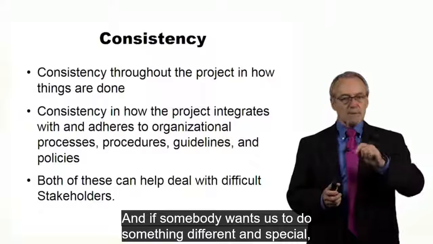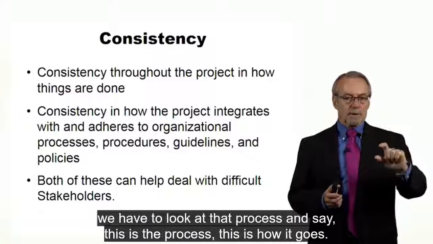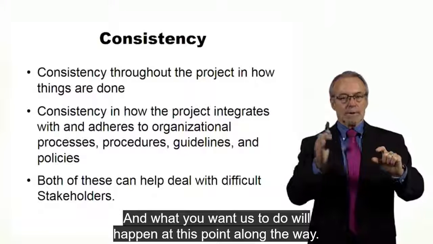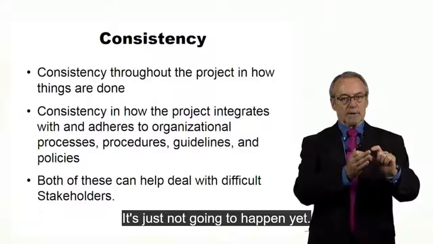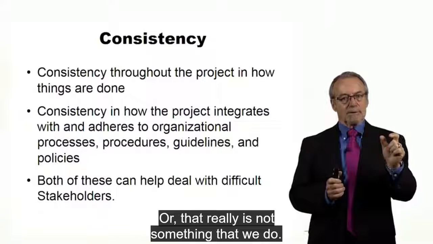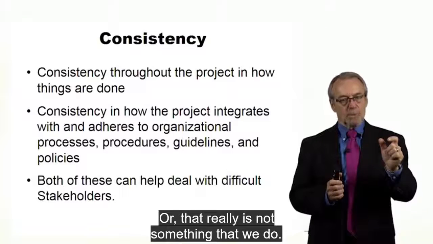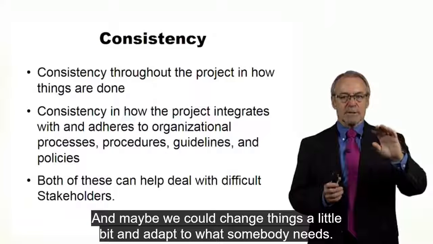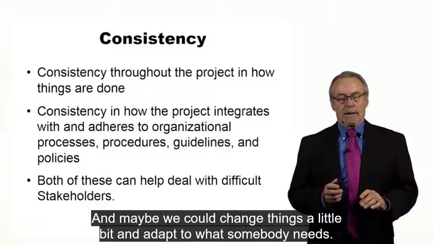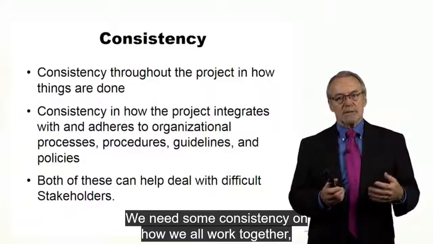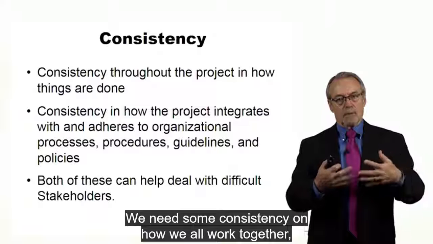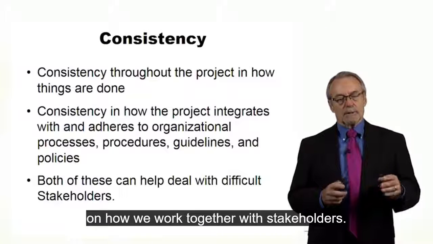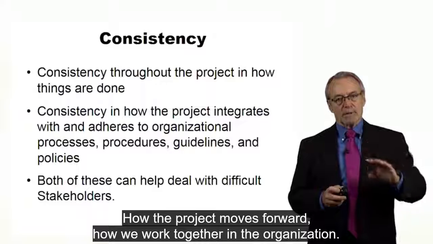And if somebody wants us to do something different and special, we have to look at that process and say, this is the process, this is how it goes, and what you want us to do will happen at this point along the way. It's just not going to happen yet. Or that really is not something that we do. We typically don't approach it that way. And maybe we could change things a little bit and adapt to what somebody needs. We need some consistency on how we all work together, on how we work together with stakeholders, how the project moves forward, how we work together in the organization.